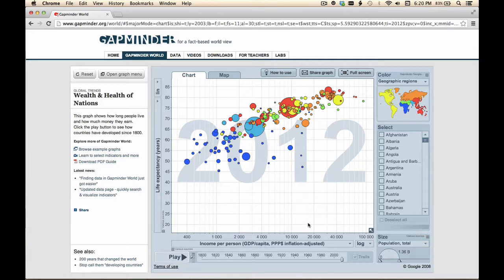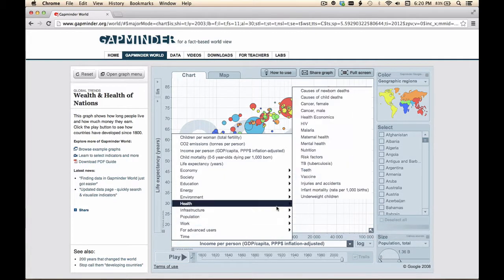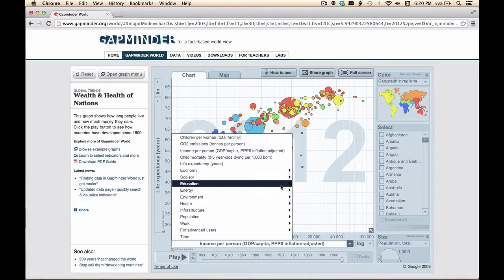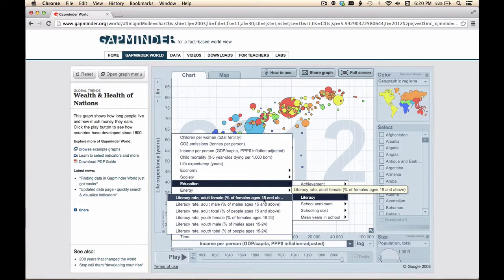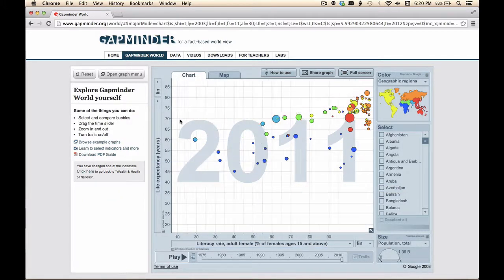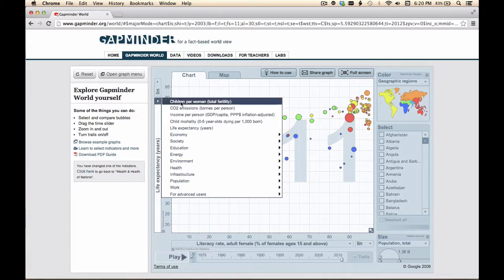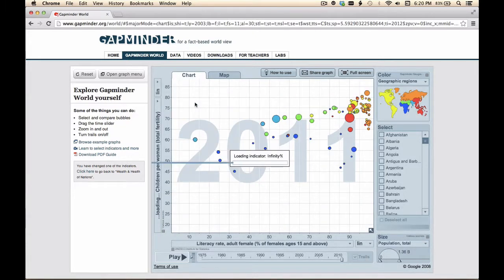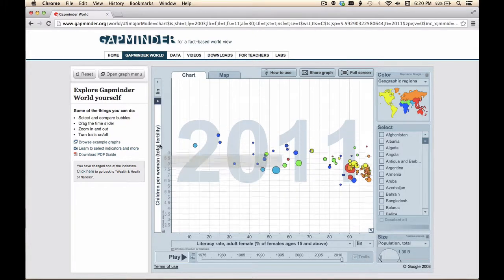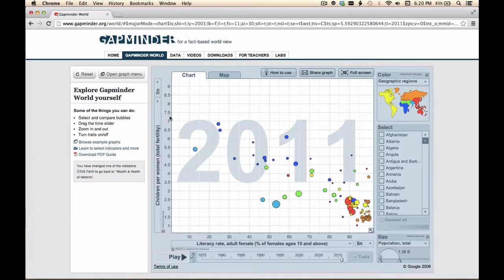One of the other really awesome things about Gapminder is that we can look at a whole bunch of different variables on these axes. Something that I thought was interesting to look at was the literacy rate of adult females plotted against so-called fertility. This axis is showing us the number of children per woman, and this one right here is showing us some measure of their education.